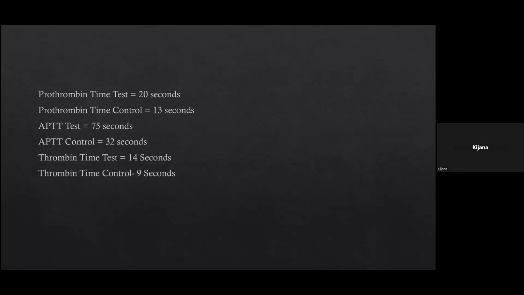And where are they produced? These factors, most of them? From the liver. Thank you. Any liver disease will cause prolonged both PT and APTT. And DIC as well, prolonged APTT and PT. Causes of prolonged PT, we said vitamin K deficiency, liver disease, warfarin.